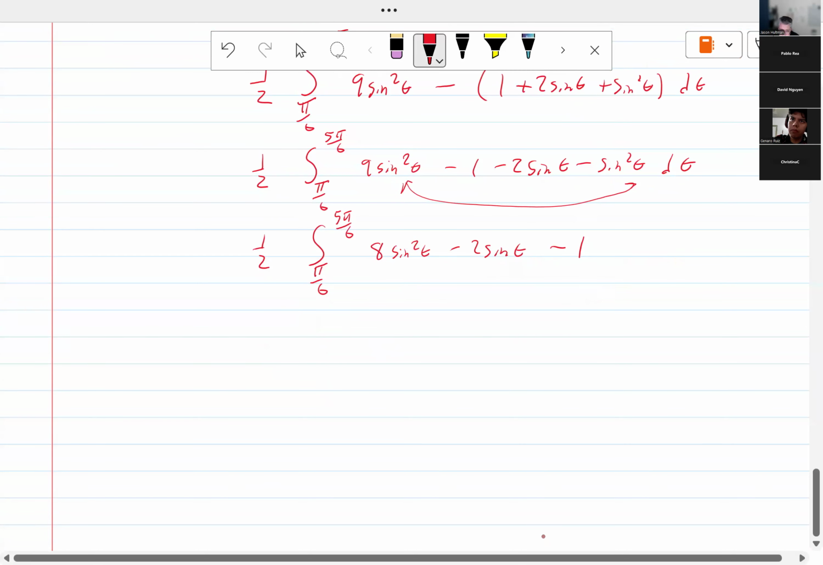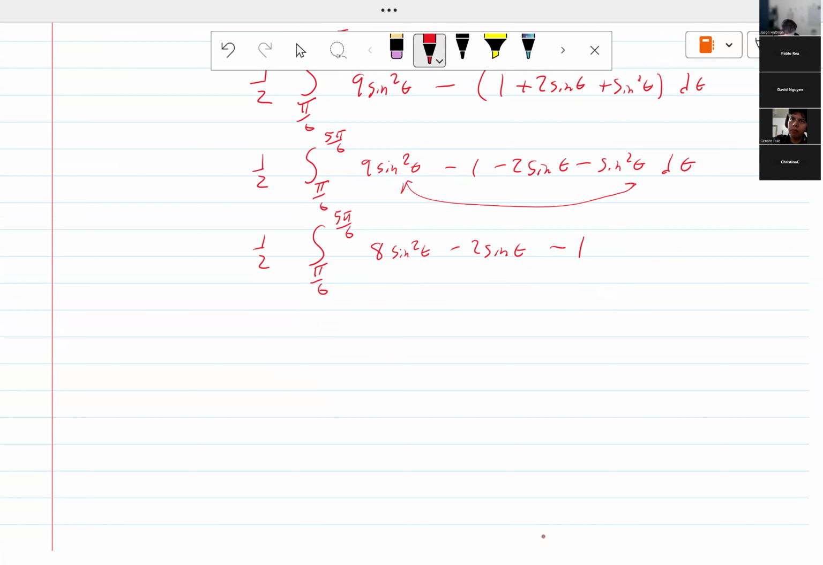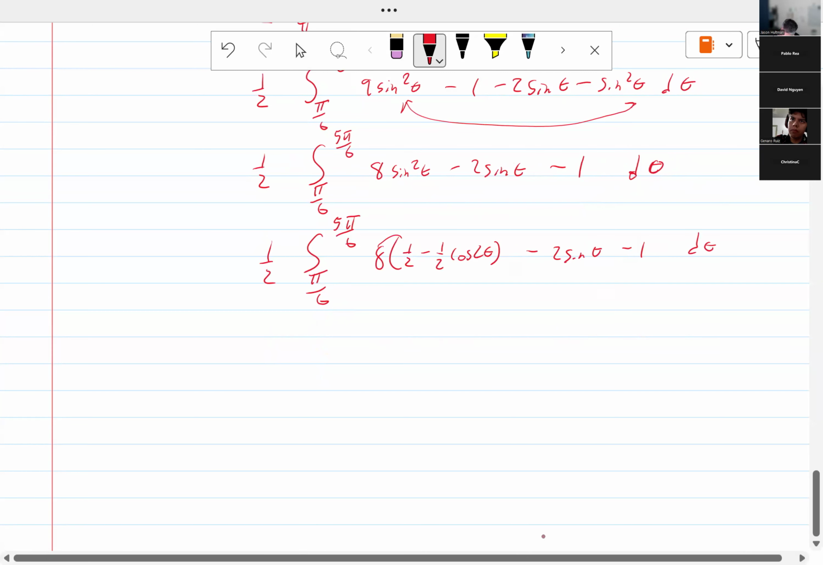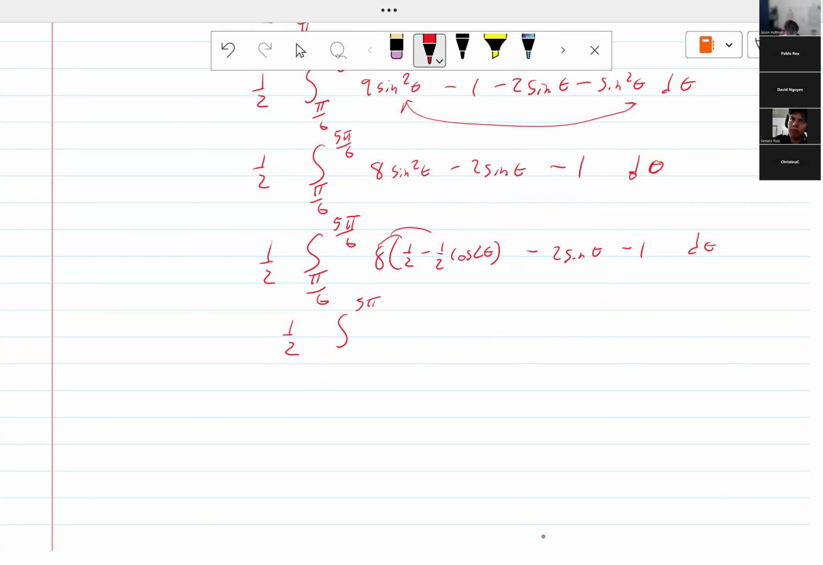Now I'm going to use the double angle formula or half angle formula to change the sine squared theta. So this is going to become 1/2 from pi over 6 to 5 pi over 6 of 8 times (1/2 minus 1/2 cosine 2 theta) minus 2 sine theta minus 1. All of that's d theta. Forgot the d theta here. So distribute the 8.